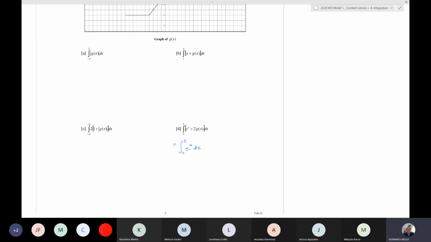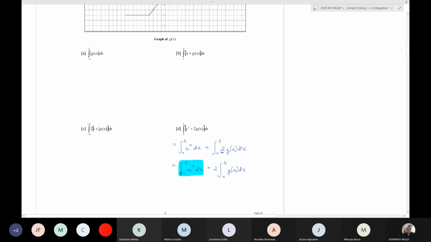So first of all, figure out that integral, and then you're going to add to it the integral from 0 to 5 of 2 g of x dx. Now, this I can write as, the first one I'll leave alone. I can bring this 2 out front, so it becomes 2 times the integral from 0 to 5 of g of x dx. Now, this first integral has absolutely nothing to do with the graph above.